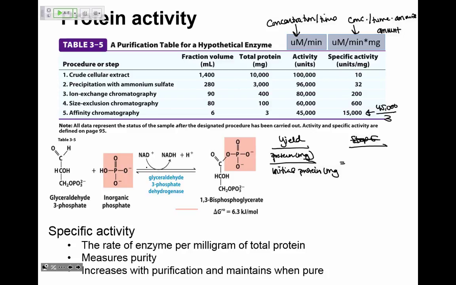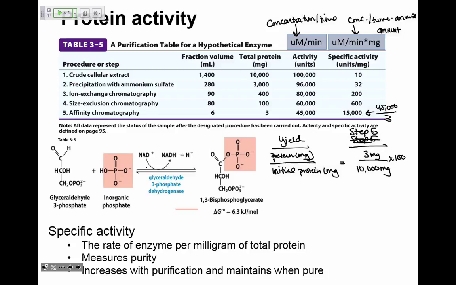So for step 5, that's a step, not stop. For step 5, we would divide our protein from step 5, 3 milligrams, by what we started off with, 10,000 milligrams. And then usually you times that by 100.